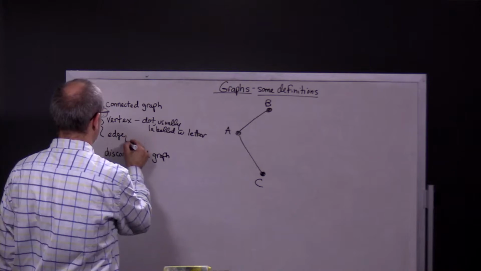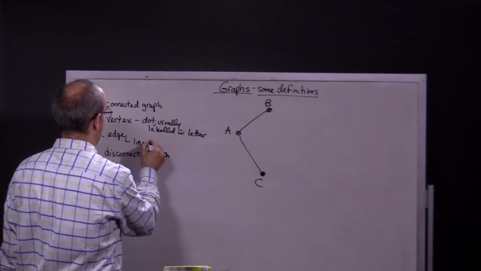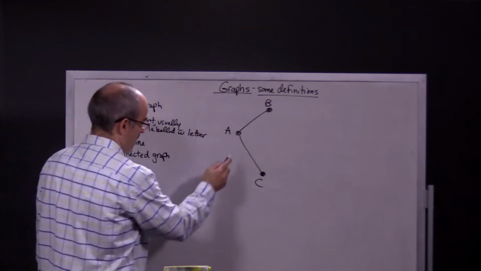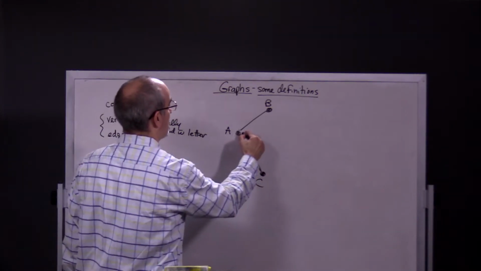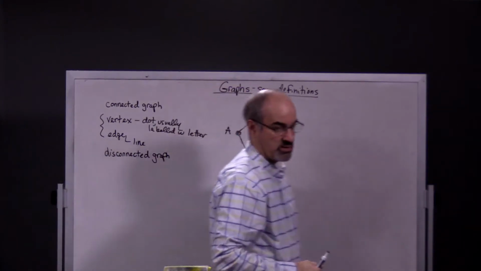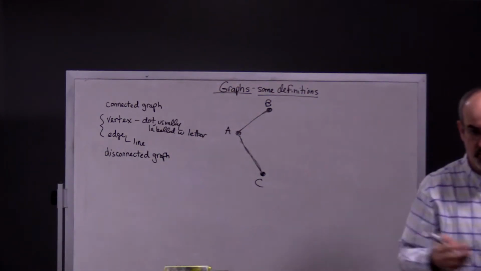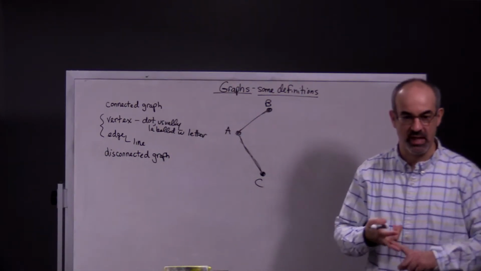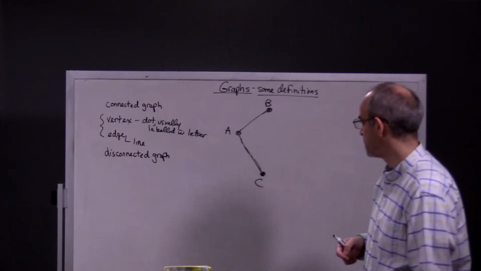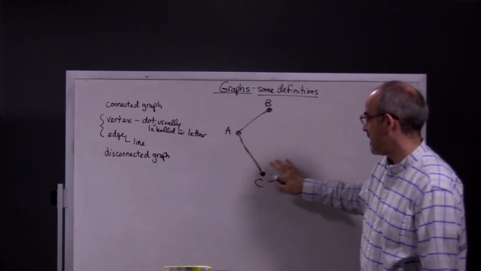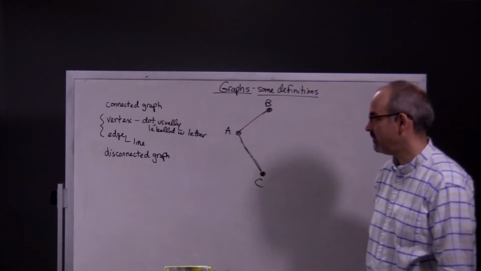Edge is a line. So this right here is an edge, and that right there is an edge. Very, very simple definitions. Vertex is a dot, an edge is a line. And all together, this is a graph, okay?